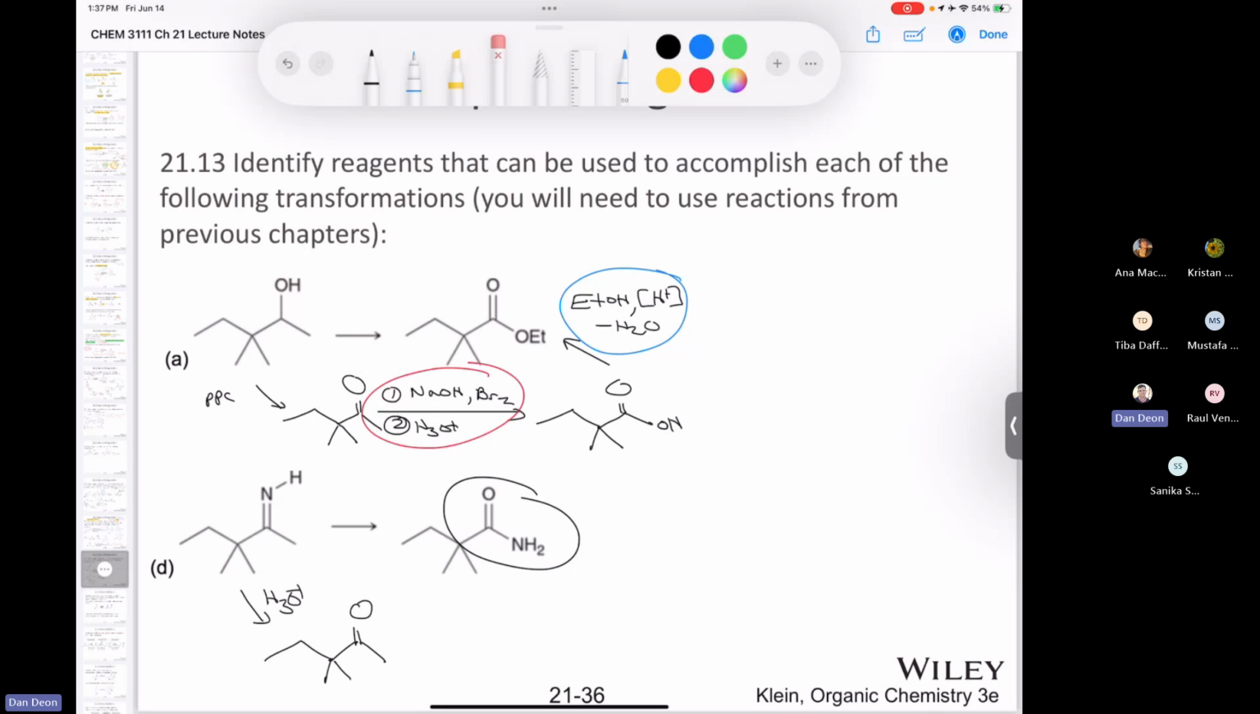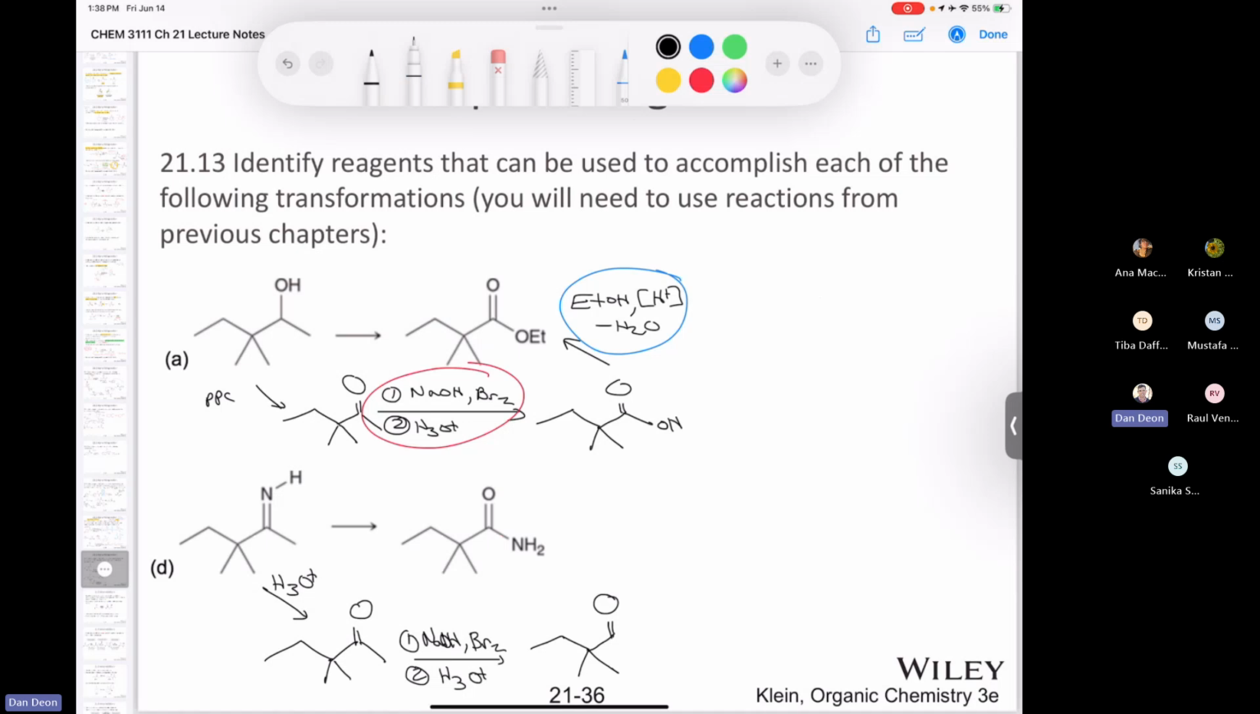All right, the next one, we have an imine or a Schiff base, and we want to make an amide. And of course, we can hydrolyze. This is what I told you last class. We can hydrolyze the imine with H3O+ to the ketone. And of course, it's a methyl ketone. And so based off of that, we can convert it into a carboxylic acid using the haloform reaction. So using sodium hydroxide and bromine followed by H3O+, that gives us the carboxylic acid.